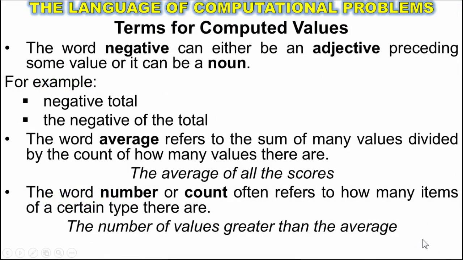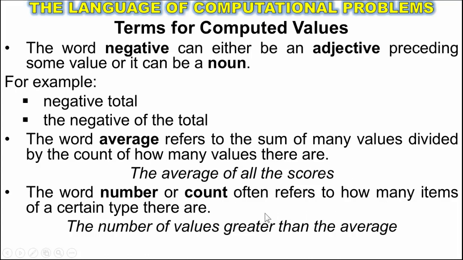The word negative can either be an adjective preceding some value or it can be a noun. For example, the phrase negative total. Negative is an adjective. Second example, the negative of the total. This negative is a noun. The word average refers to the sum of many values divided by the count of how many values there are. For example, the average of all the scores.